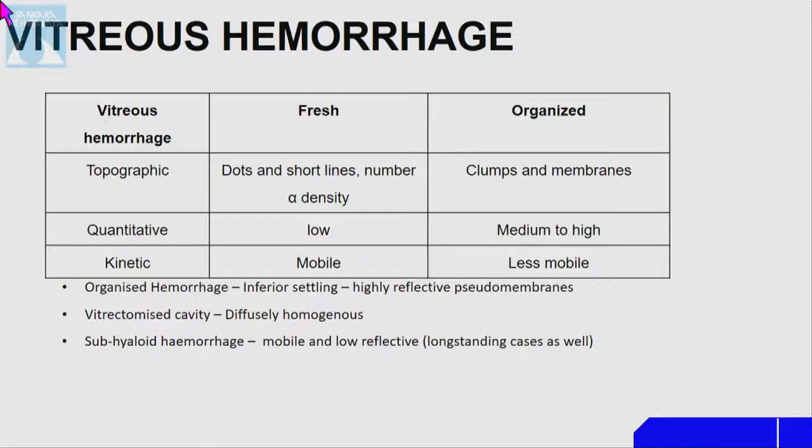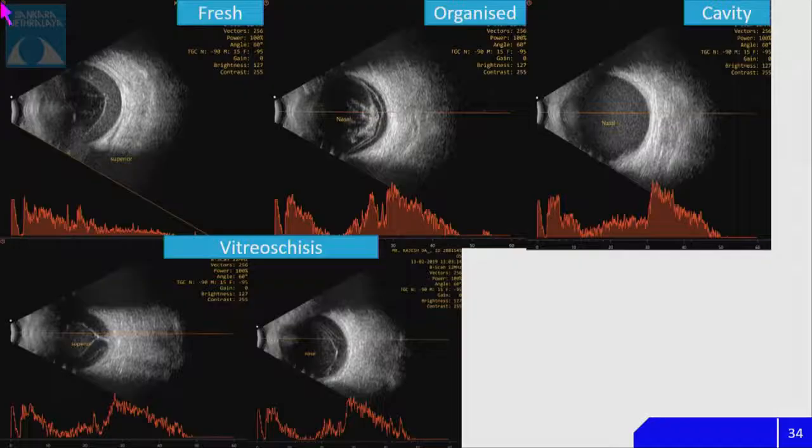So next is a vitreous hemorrhage. In fresh cases, it will be like dots and lines. The number is directly proportional to density, low reflective, mobile. When it becomes organized, it becomes high reflective because of the inferior settling of membranes, and it becomes less mobile. Whereas in a vitrectomized cavity, it becomes diffusely homogeneous.